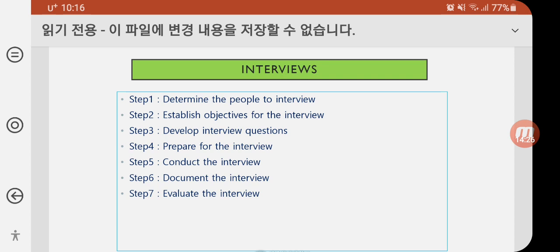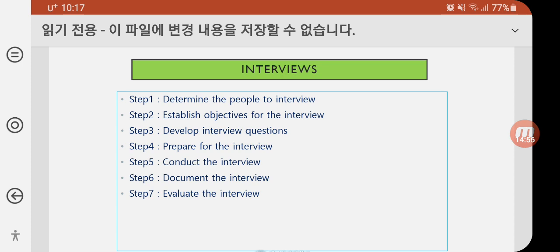Open-ended questions encourage spontaneous and unstructured responses. For example, what are users saying about the new system? Or how is this task performed? Did you understand? Yeah.